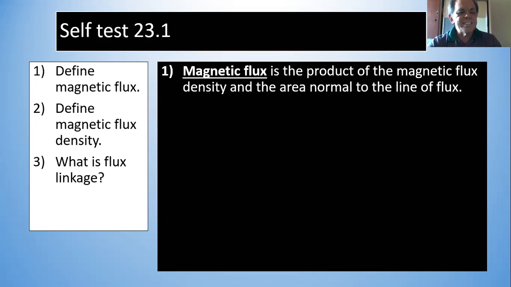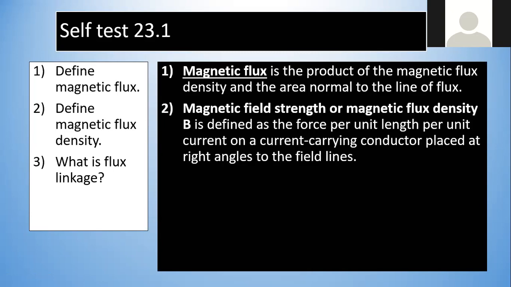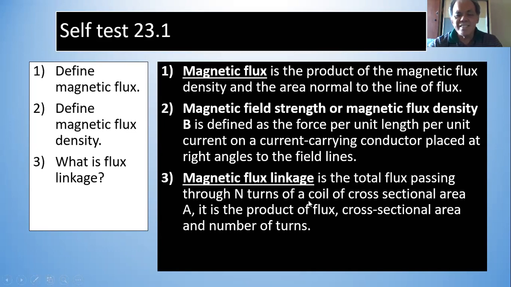Define magnetic flux density. Per unit current per unit length. It's just a magnetic field strength or magnetic flux density is defined as the force per unit length per unit current on a current carrying conductor placed at right angle to the field lines. And then flux linkage for n turns is just times n. Total flux.